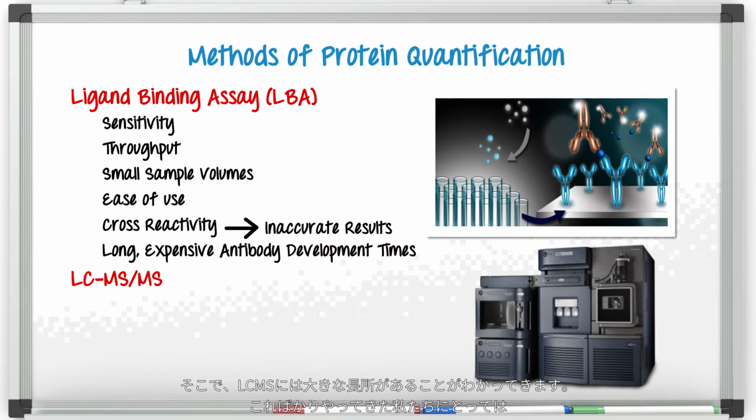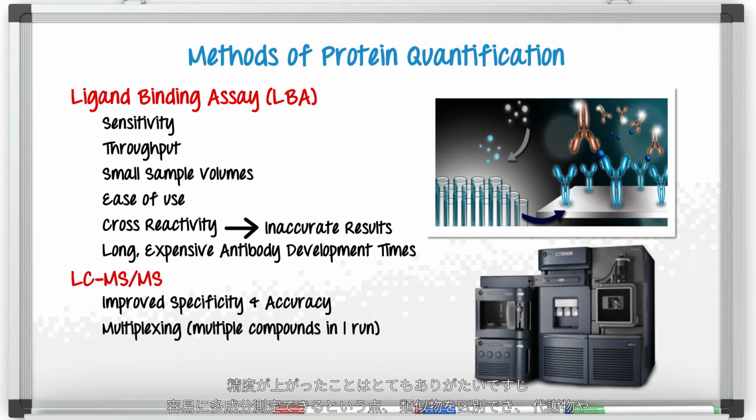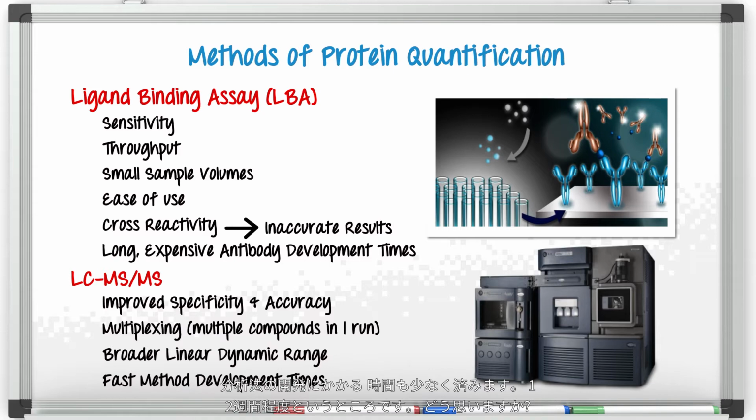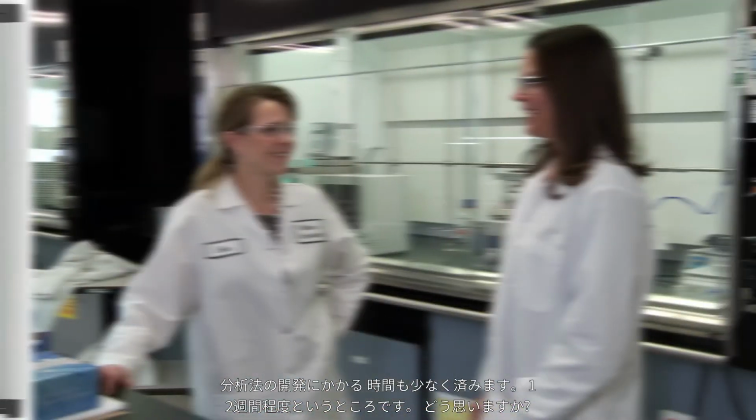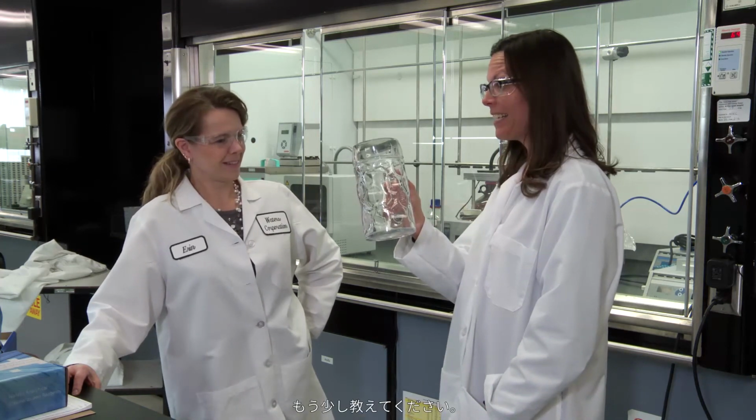So you start to see where LCMS has some significant benefits. For those of us that have been doing it forever, we can really appreciate the improved accuracy and precision, the fact that you can multiplex very easily, and distinguish analogs, metabolites, closely related compounds, and degradation products. It's got a very broad linear dynamic range, 4 to 5 orders of magnitude, and very quick method development time. So you might be talking a week or two. How does that sound? Erin, LCMS sounds great. Can you tell me more about this bottoms-up approach?